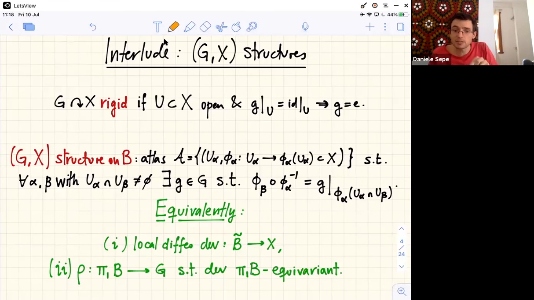Second, there is a subtlety here. This G only exists on any connecting component of the intersection of U alpha and U beta, okay? But I didn't write this down because I didn't want to clutter this with too much. I will give you examples, so don't worry.